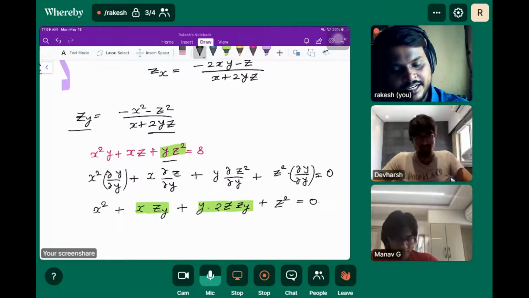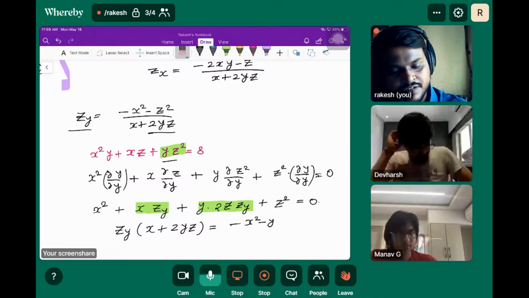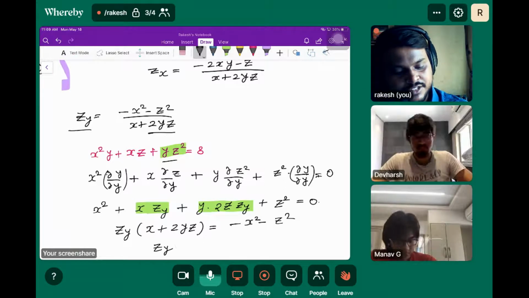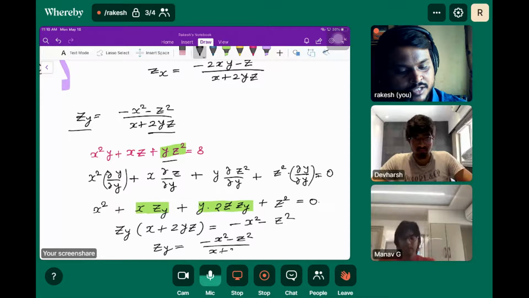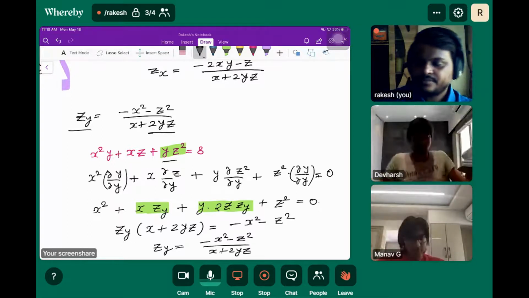We can take zy common, and we are left with x plus 2yz is equal to minus x square minus, sorry, minus z square. So zy is equal to minus x square minus z square upon x plus 2yz. Okay, so this is the answer.